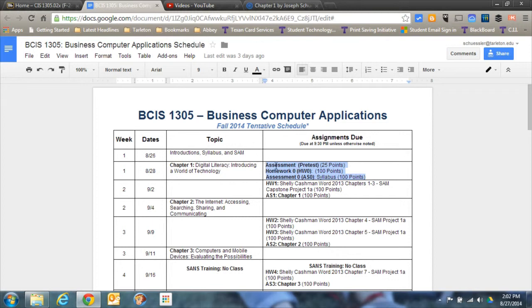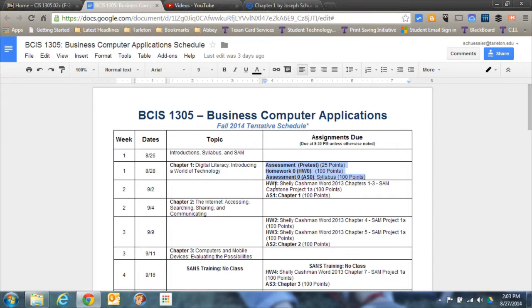So tomorrow we have assessment pretest that needs to be completed. We have homework 0, which needs to be completed. That's the form that you need to fill out and folder that you need to create, etc. And then we have assessment 0, or the quiz, or the syllabus that's due. So those are the 3 things that are due tomorrow night by 9:30 p.m. So make sure you've got those done.